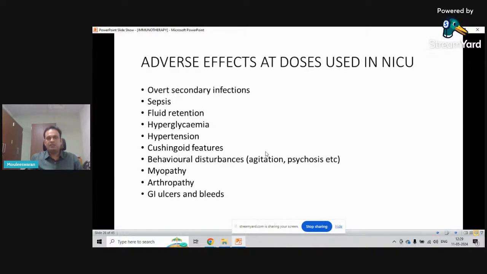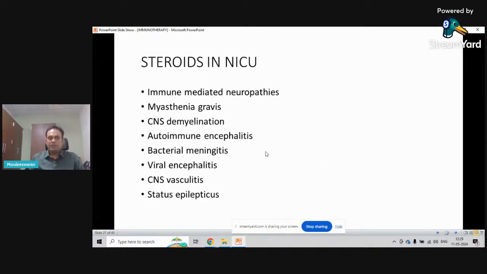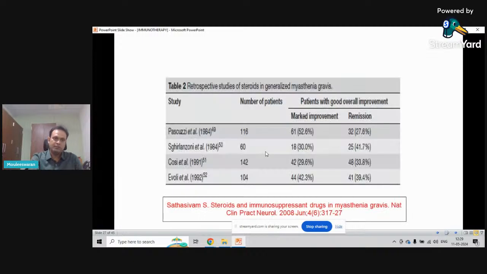Adverse effects which are seen at the doses which we use are secondary infections, sepsis, hyperglycemia, hypertension, Cushingoid features, behavioral disturbances, especially psychosis, myopathies, arthropathies, GI ulcers, and GI bleeds. So they are predominantly used in immune-mediated neuropathies, myasthenia gravis, CNS demyelinations, autoimmune encephalitis, bacterial meningitis, that is the pneumococcal meningitis, viral encephalitis, CNS vasculitis, and status epilepticus.